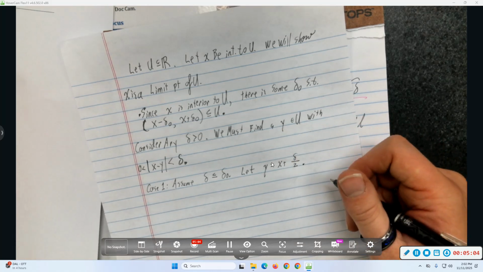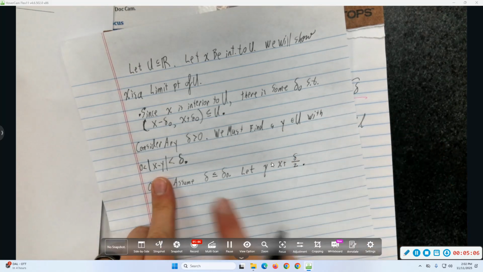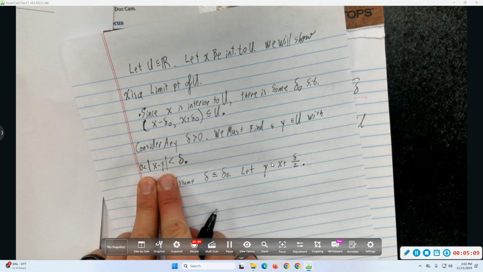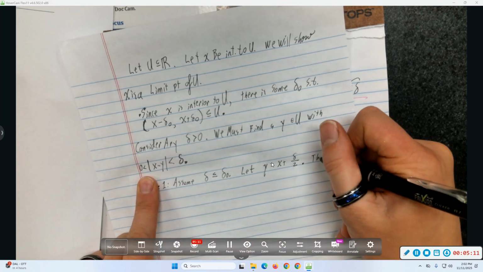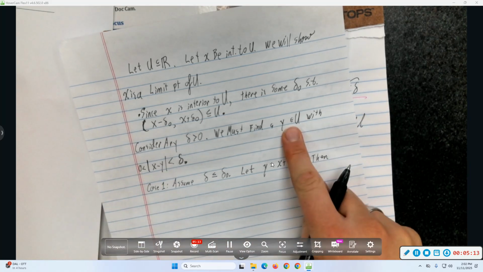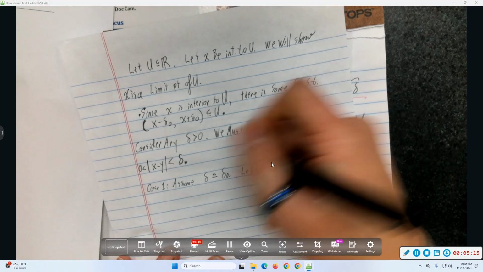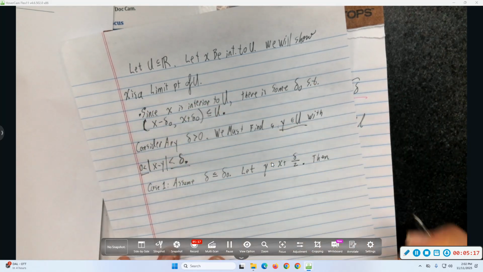And now let's think about what I need. I need x to not be equal to y. Then, let's start with y is in u. I need y is in u, I need this inequality, I need that inequality.